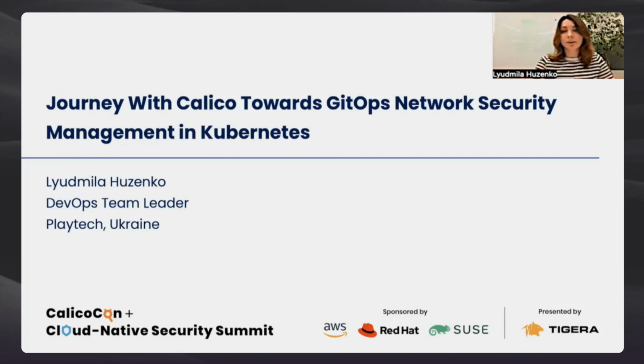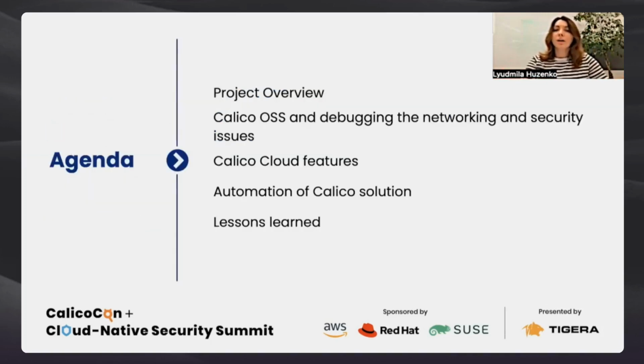to share our findings with the community. First of all, I want to talk a little bit about the project itself, about its scope, about the requirements we need to apply to our environments. Also, I want to share the story of how we migrated from Calico open source to Calico Cloud, why we decided to move to Calico Cloud, and what benefits it gave us. Also, I would like to share our automation for the existing Calico solution and also the lessons learned. I try to highlight some tips that might help you to adopt your own security solution in your Kubernetes cluster.